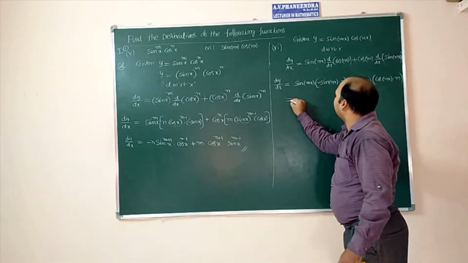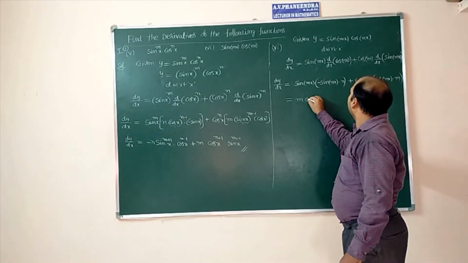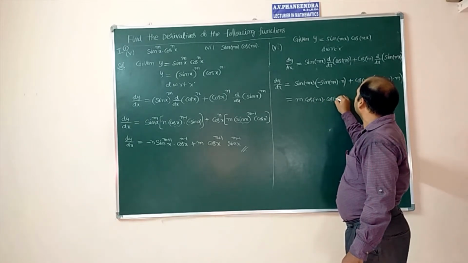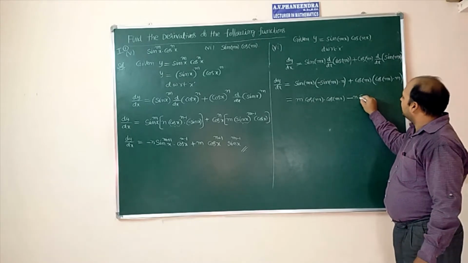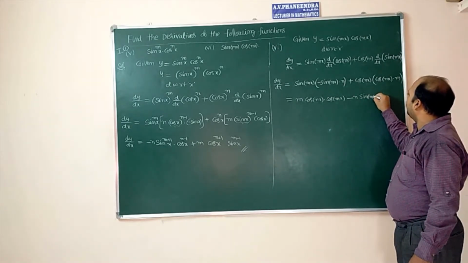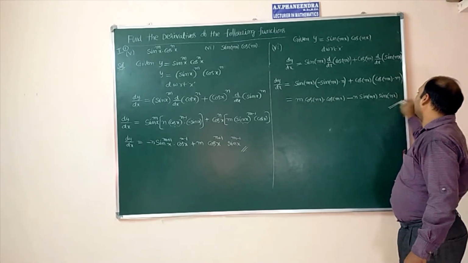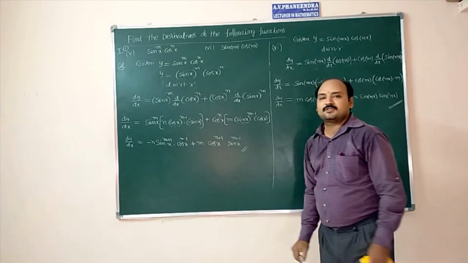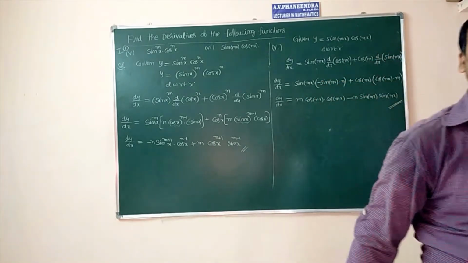So now, the positive value first, I am writing here: m into cos nx into cos mx minus n into sin mx into sin nx. Like this you have to do the product rule of differentiation problems. We take the next question.